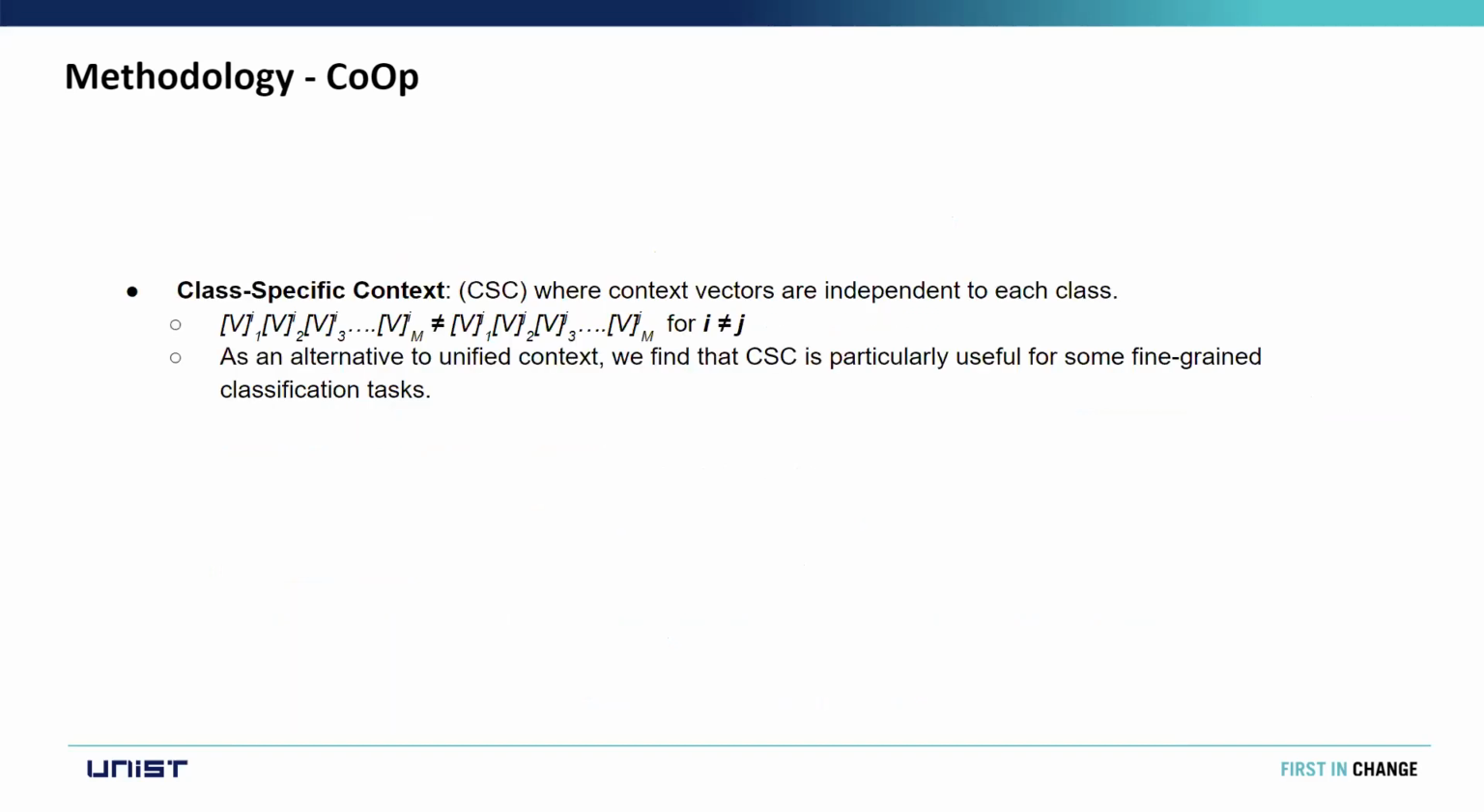And the other one is class-specific context. In this case, the model is forced to learn different tokens for each class. So as you can see, V1, V2, V3 for one class is not the same as V1, V2, V3 for a different class. Here i and j define the classes. This approach is useful for fine-grained classification tasks.